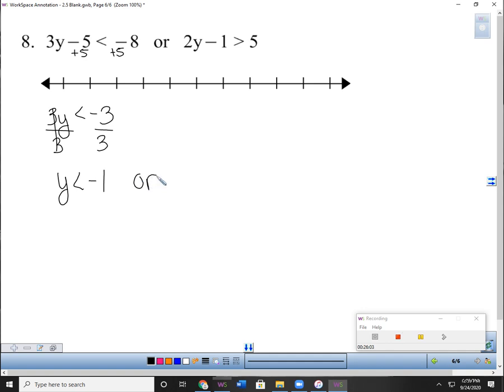Or, that's important that you put the ands and the ors. Over here I need to add 1. So that gives me 2y is greater than 6. Divide by 2. Y is greater than 3. So remember, when you have an or, you don't write the one big statement. You're just going to go up and graph them separately.